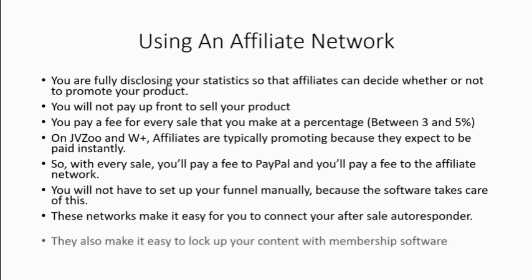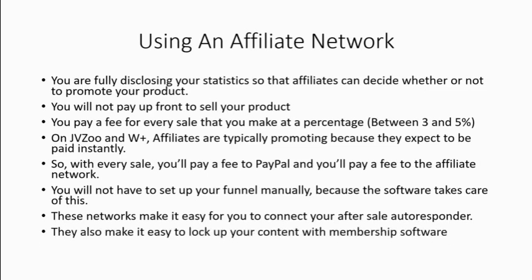Right, now what an affiliate network does, it also makes it easy to lock up your content with membership software. So in other words, let's say you're going to use something like Wishlist Member. Well, there are areas of these affiliate networks where they will use the API to connect to the membership software. Right, so using an affiliate network makes it easy for you to lock up your content if that is what you're going to do.